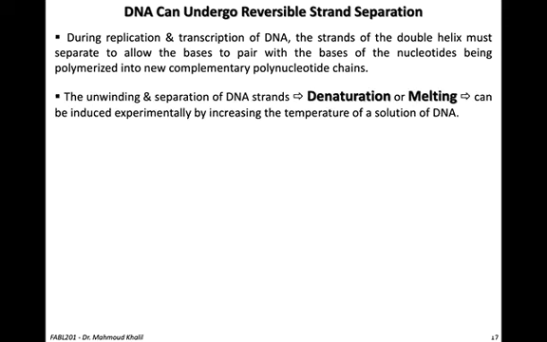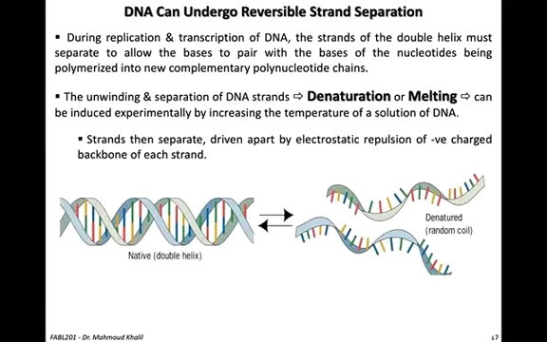The process of unwinding or separation of DNA strands is called denaturation or melting. And this process can be induced experimentally by increasing the temperature of a solution of DNA. As you can see from the figure, once we increase the temperature of the solution, this will break the hydrogen bonds, and then there is electrostatic repulsion between the two strands.